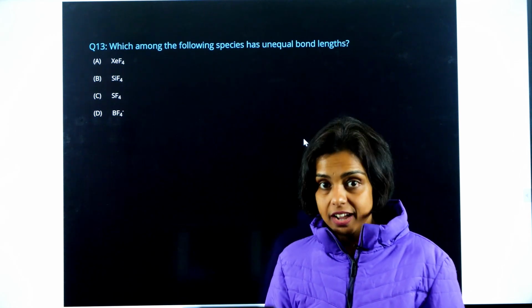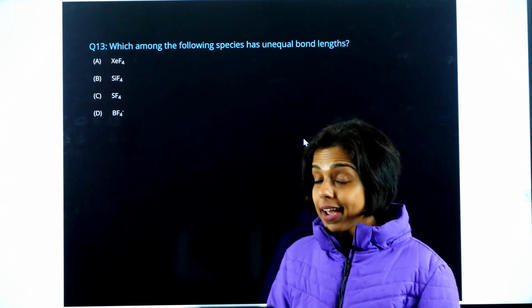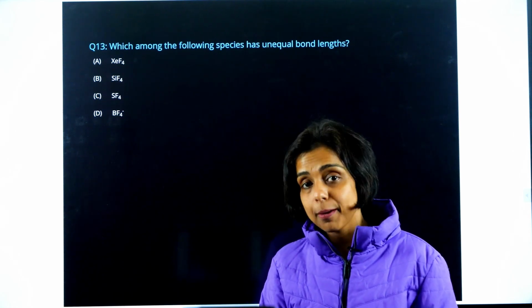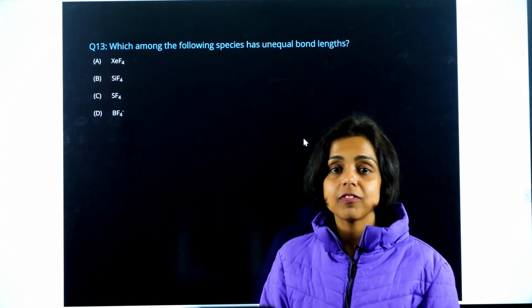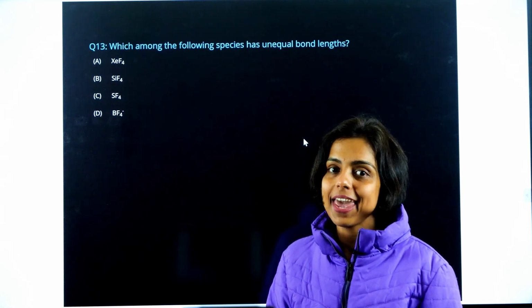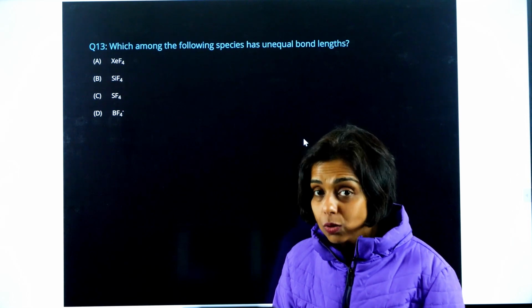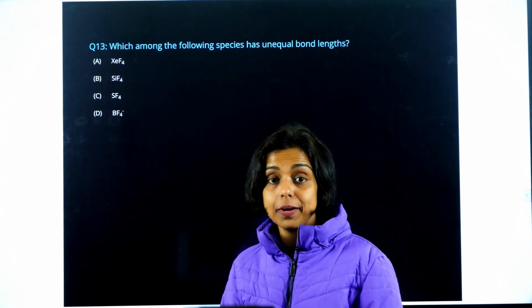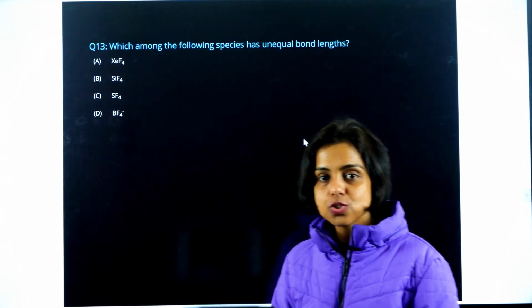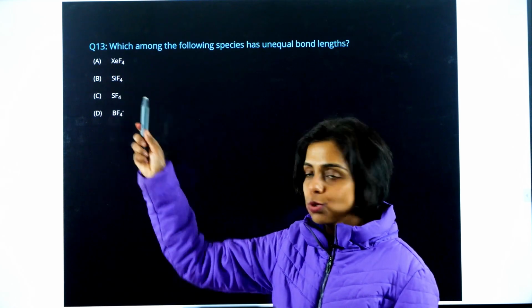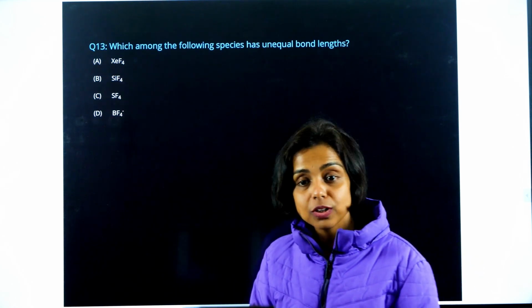SiF4 is again tetrahedral, all equal. SF4 has sp3d hybridization, and the shape of this molecule is seesaw. Axial bonds, equatorial bonds, unequal bond length, sp3d hybridization, Bent's rule applies here. In the seesaw shape, axial bonds are longer than equatorial bonds.